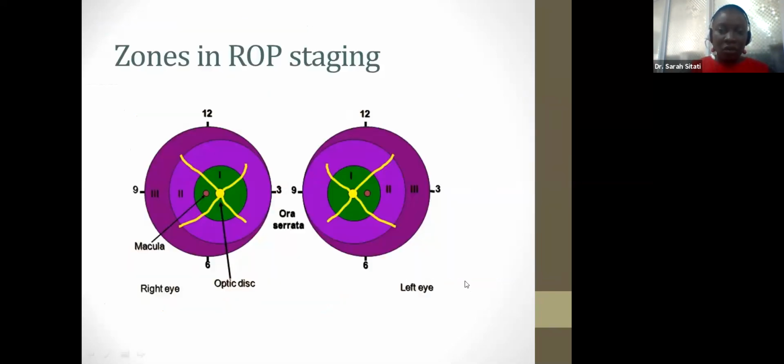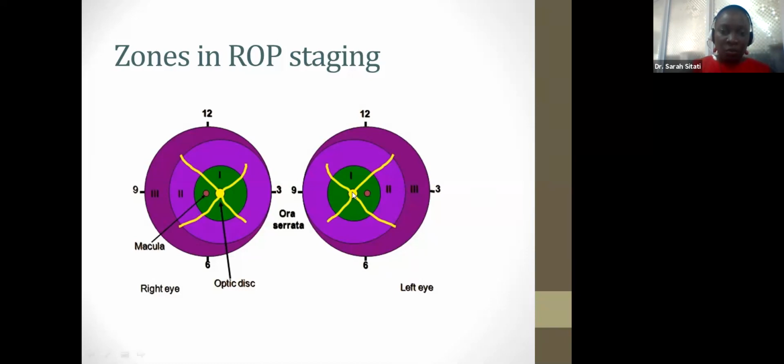Once we decide on what stage the ROP is, we also quantify the disease according to what we call zones of the retina. The yellow circle that you see here is the optic nerve of the retina, and these are blood vessels flowing out from the optic nerve going into the periphery of the retina. We usually represent this with a circular diagram representing each eye. In fact, many times if you see where we have done ROP screening, you'll see drawings of these circles on the patient's files.